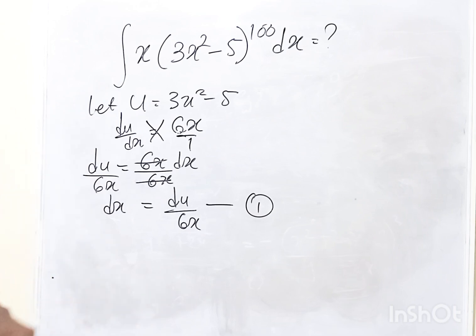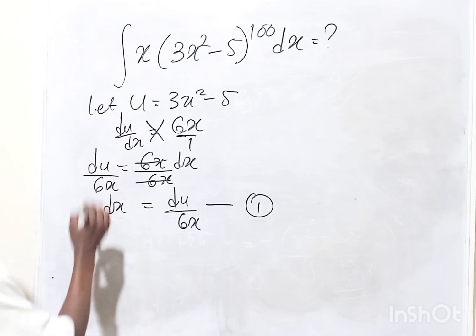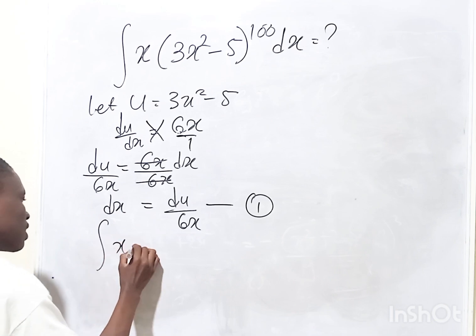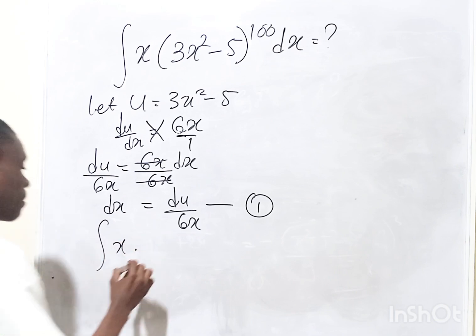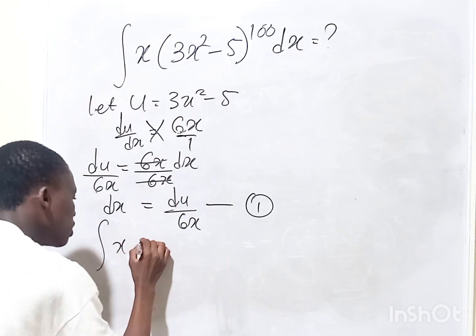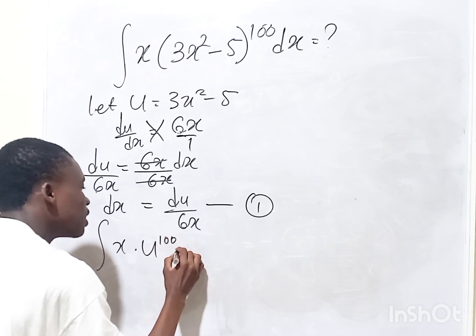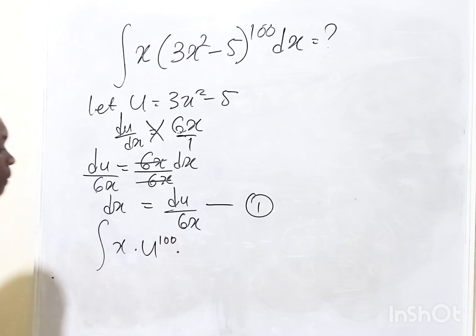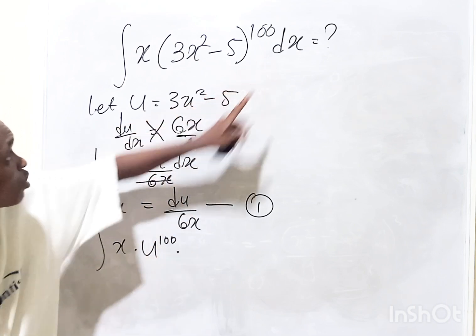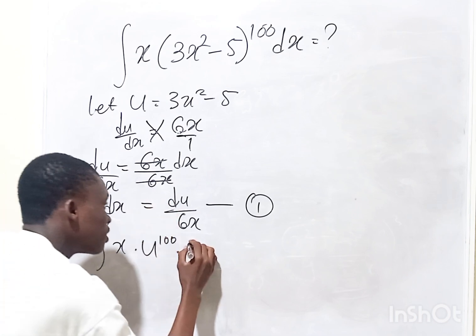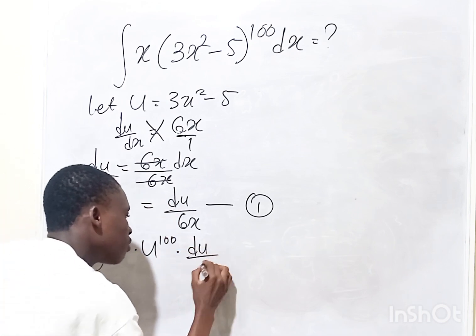So from here, clearly, what can we see? We can see that this integral reduces to the integral of x multiplied by u to the power 100, multiplied by our dx, which is du all over 6x.